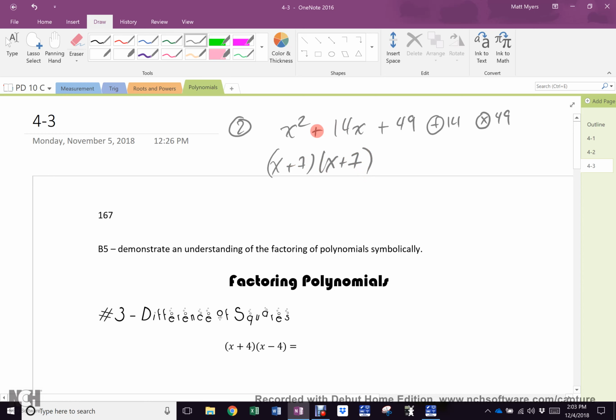Because everything's positive. What if it was negative 14? If that's positive and that's negative, then what must these both be? Negative. Both negative. Right? Yeah.